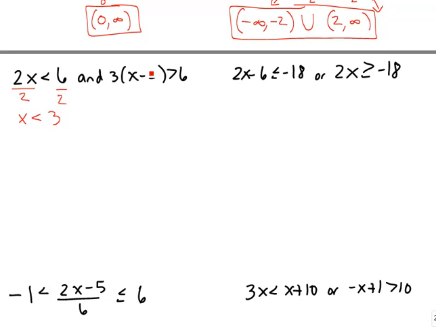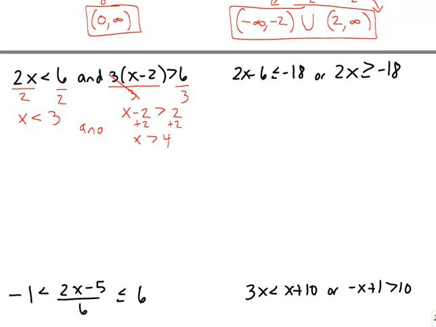You could distribute that 3 across first and then solve from there. Or, because 3 divides so nice and evenly into 6, you might want to just go ahead and divide by 3 right away. That's going to give you x minus 2 is greater than 6 divided by 3, which is also 2. Now when I add 2 to both sides, we get x greater than 4.